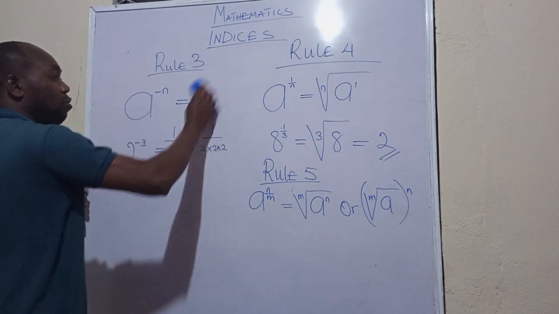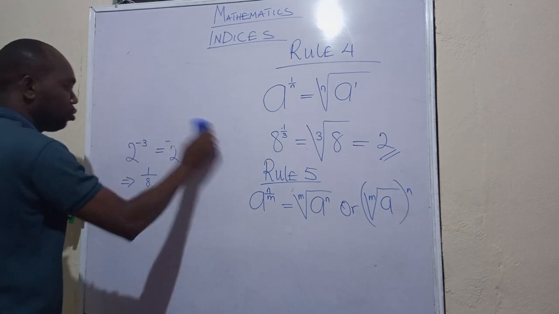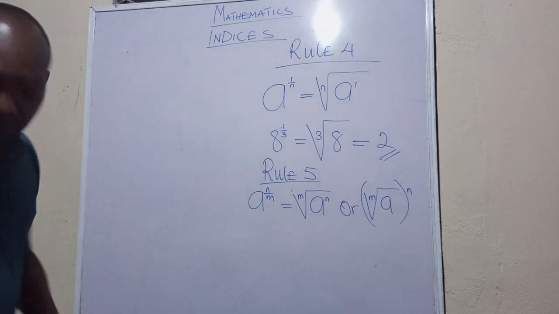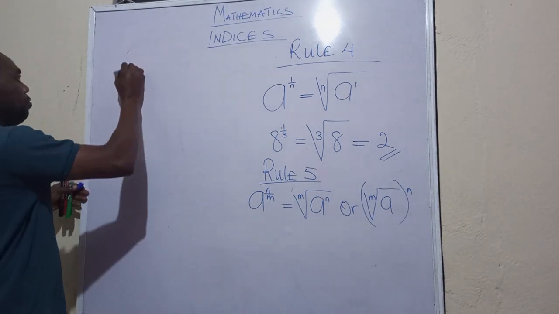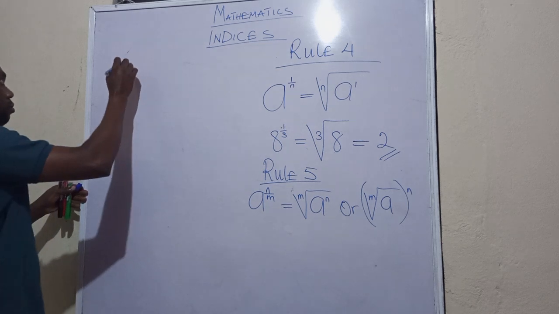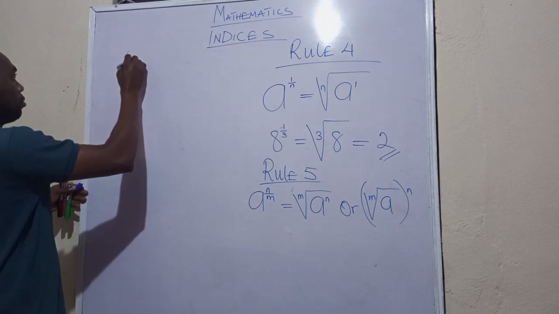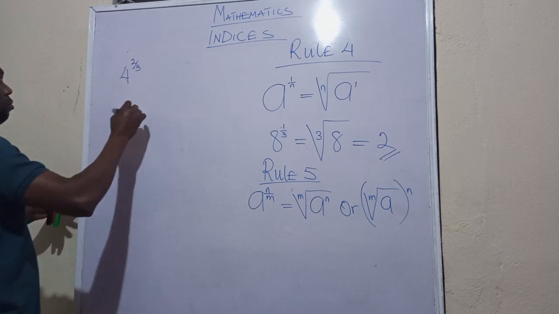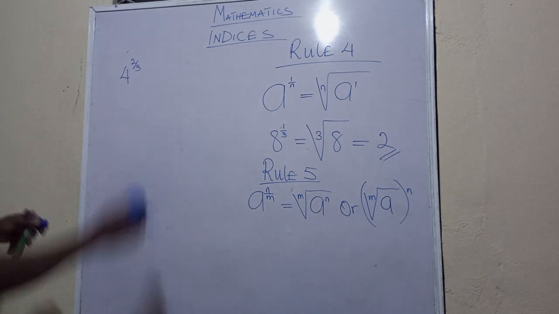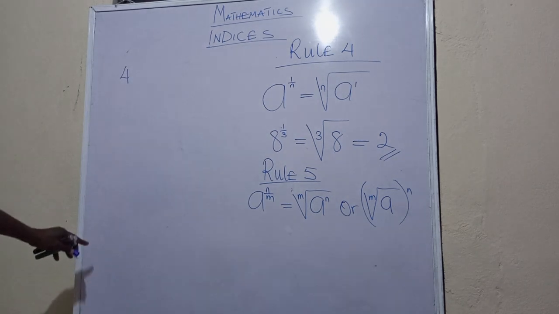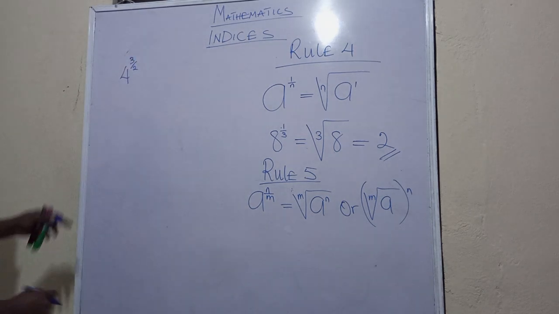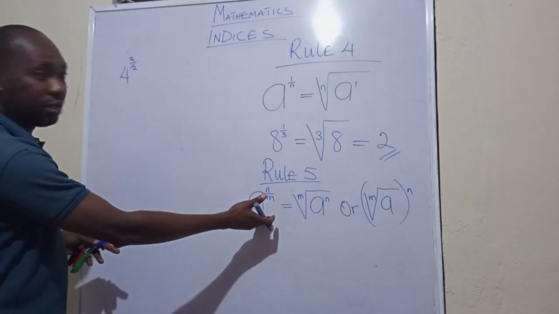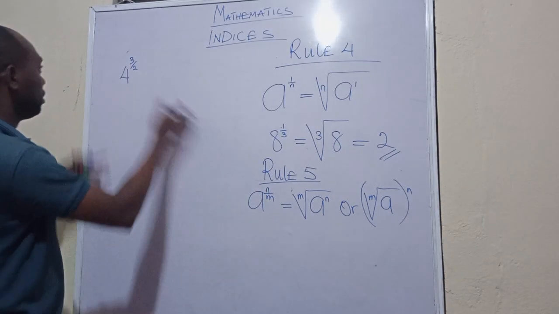Now it's a continuation of rule 5, and I want to use it here. If we have 4 raised to the power of 2 over 3, okay, let me not use that. Let me use 4 raised to the power of 3 over 2. Remember the method, the formula, the equation. Look at it, it resembles this.